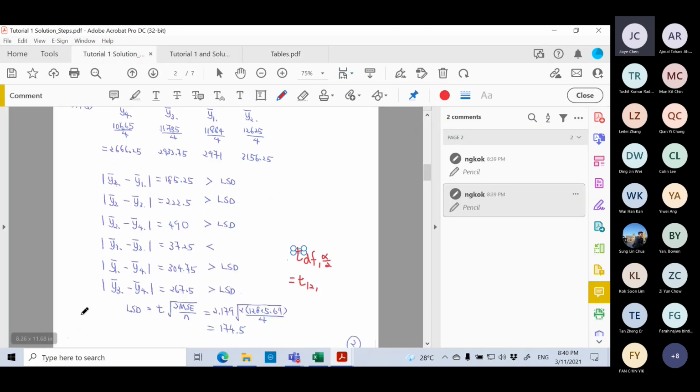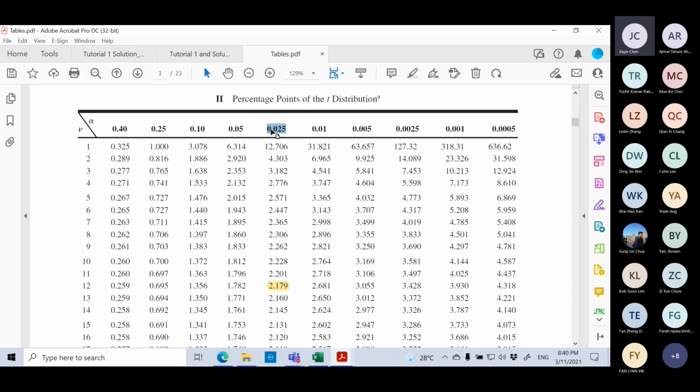In this case, because of the LSD, I put the modulus, the difference can be larger or smaller, so they are testing for the 2 sides. So I need an alpha. Alpha is my type 1 error. I set it initially from the question itself as 5%. Therefore, alpha over 2 is 0.025. So referring to degrees of freedom 12 and alpha 0.025, I will get 2.179.